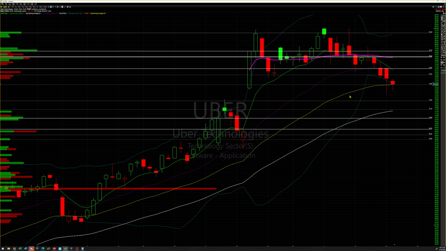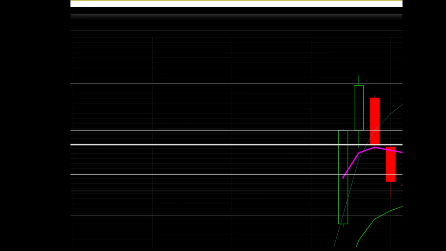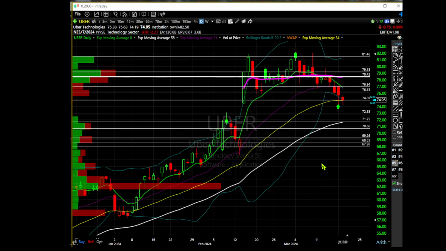Now, once you get your levels, you have to decide the plan on what you want to do and how you want to play it. All right. So for me, what I'm looking at here is, first thing I notice is this low right here has been cracked. So can anybody tell me what that means? What does it mean that the low over there was cracked by this candle?